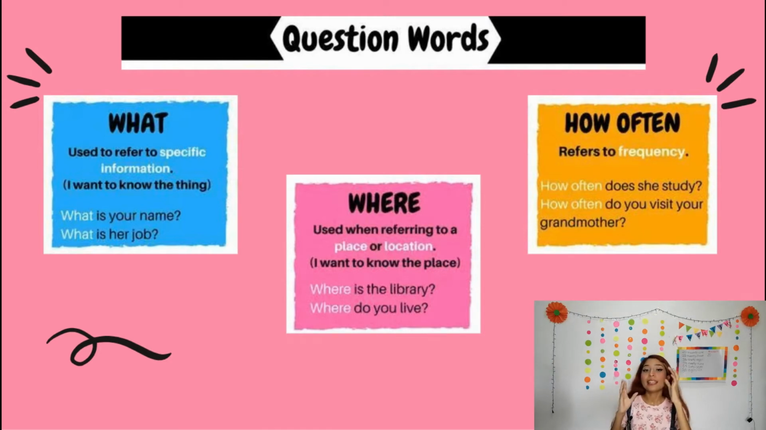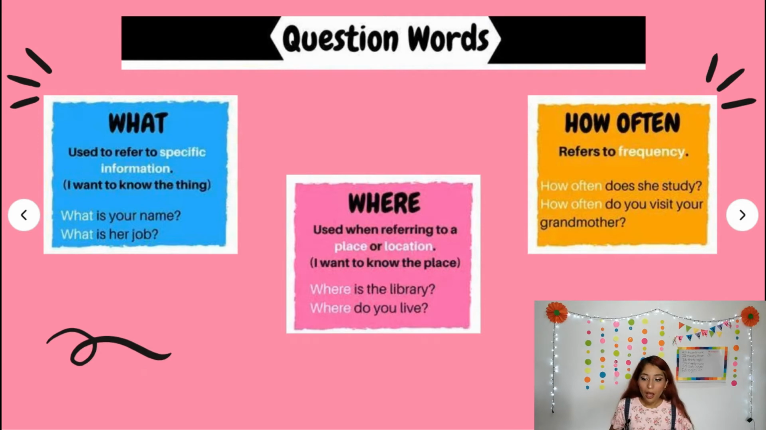Let's review. These question words are used at the beginning of each question. Al inicio de cada pregunta vamos a usarlos. Not in the middle, not at the end. At the beginning. Look at the example. What is your name? What is her job? We have what at the beginning of these 2 questions. Where is the library? Where do you live? We have where at the beginning of these 2 questions. How often does she study? How often do you visit your grandmother? We have how often at the beginning of the questions.